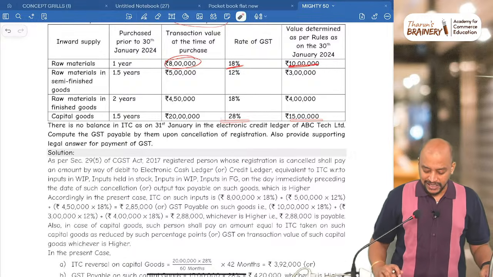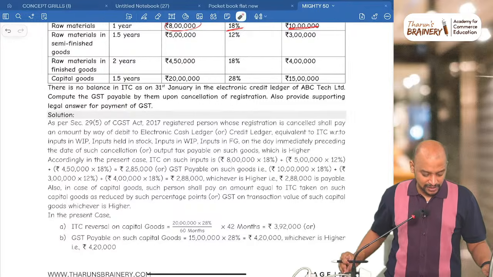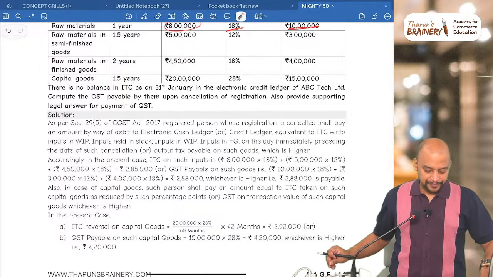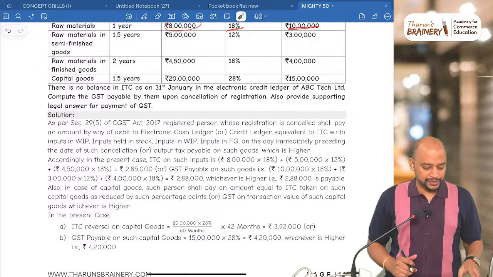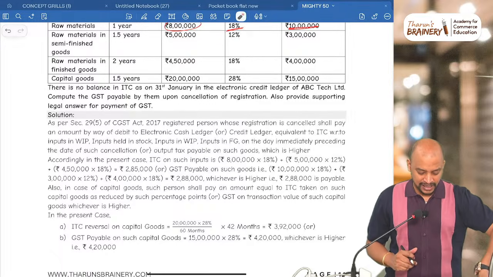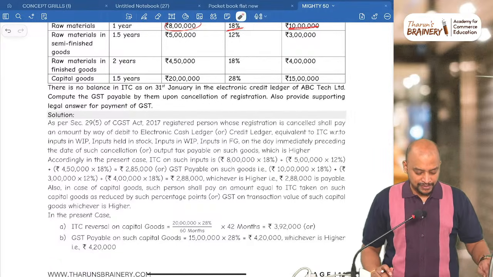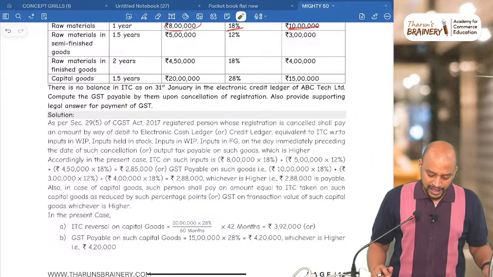15 lakhs into 28%, that is 4,20,000. Whichever is higher will be taken. So which is higher? 4,20,000 only will be higher, and that will be taken as the GST payable in this case. So for inputs, accordingly we need to determine, and for capital goods also we need to determine, and whichever is higher should be taken into account.